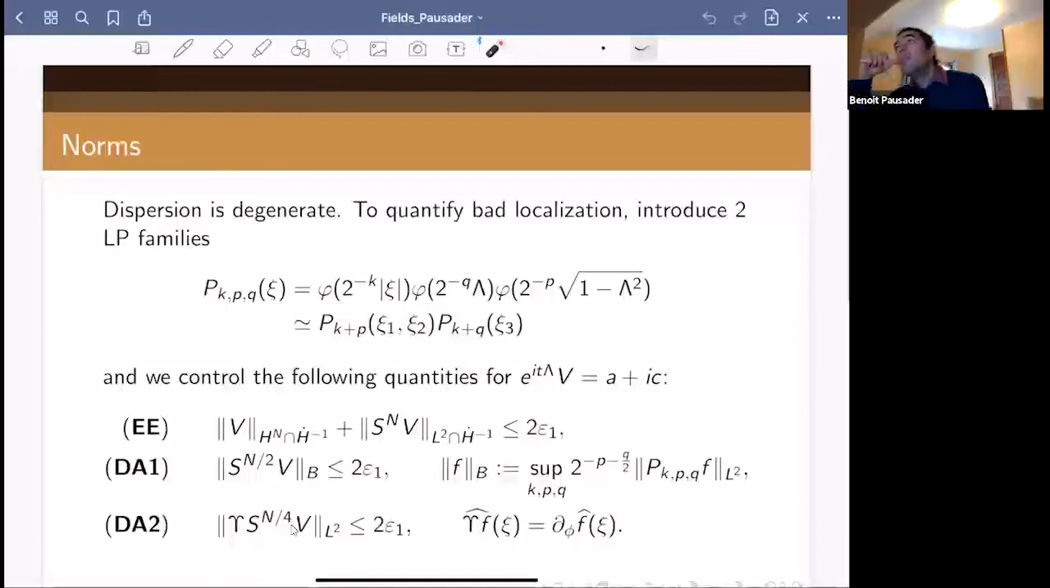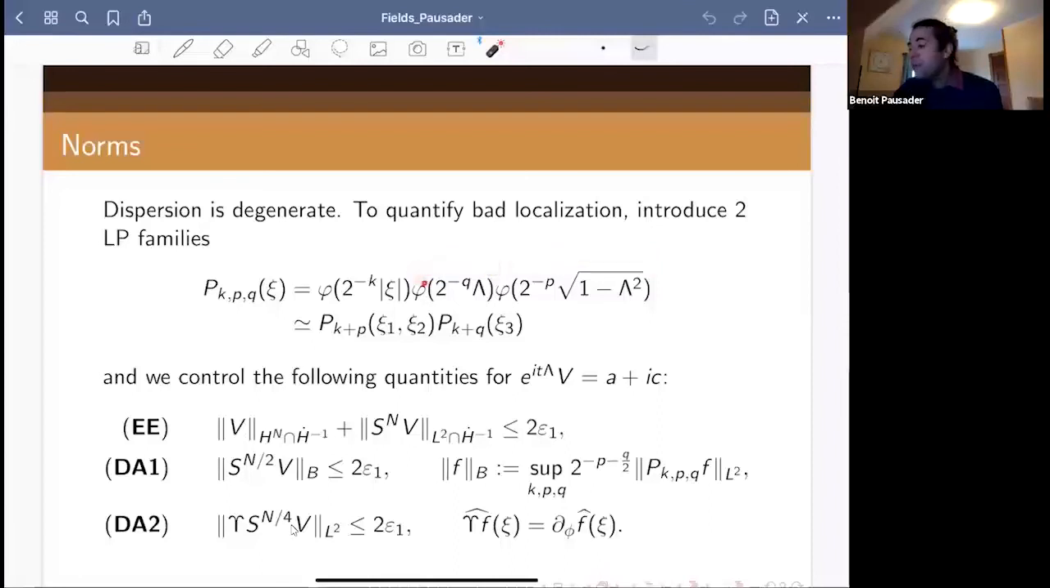All right, so now let me go a little to the norms that we want to choose. This is some variation on the typical framework. The main point is that we really have these degeneracies, either if the frequency becomes very vertical or very horizontal. And so we want to quantify how close our frequencies are to this. And so in order to do that, we introduce Littlewood-Paley.